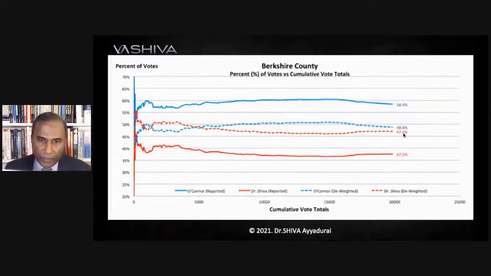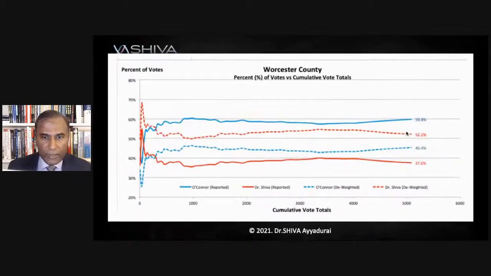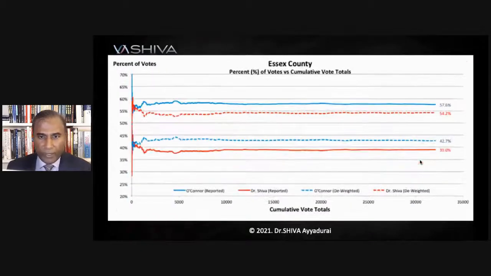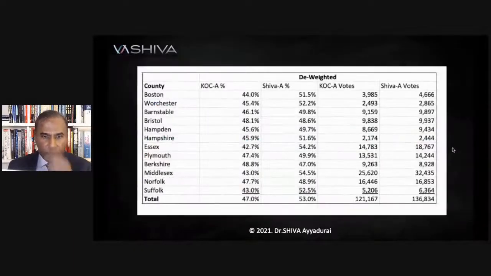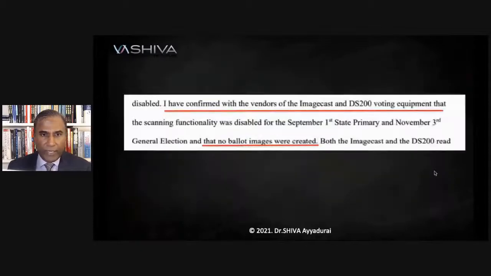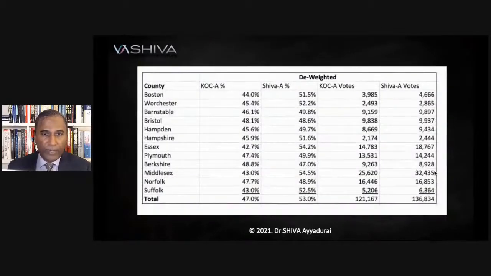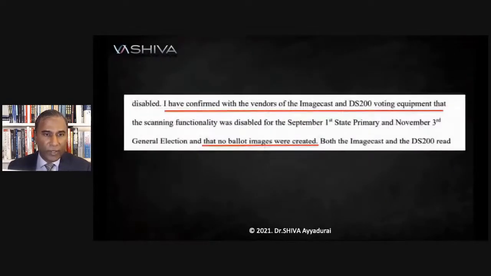I win here 47. I win here, 48. It was very close here, 48, 47, okay? Here you see it's 52, 45, I win. Here it's 54, 42, okay? And so on. So when you de-weight everything, I win the election, okay? This is de-weighted when I win. So after you unweight, I win by nearly 20,000 votes, okay? That's what actually took place, all right?